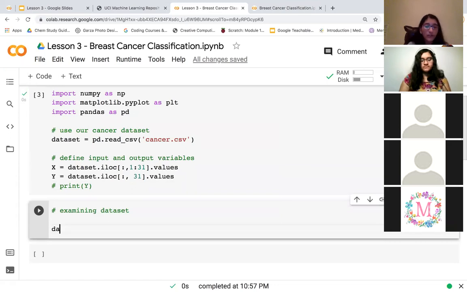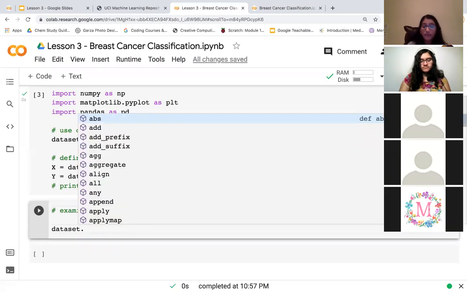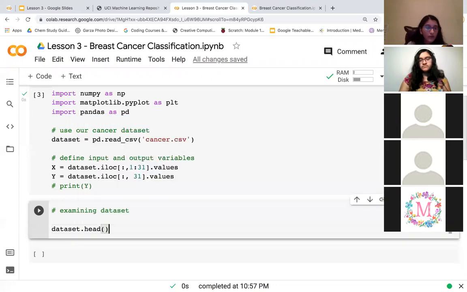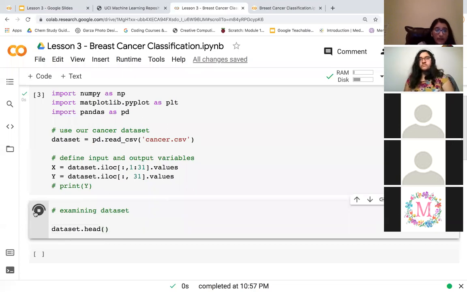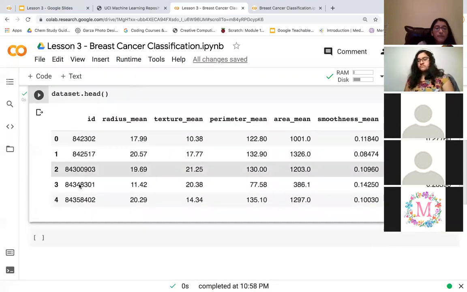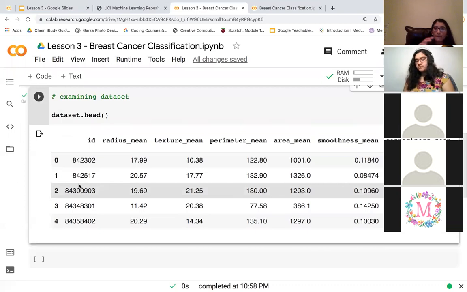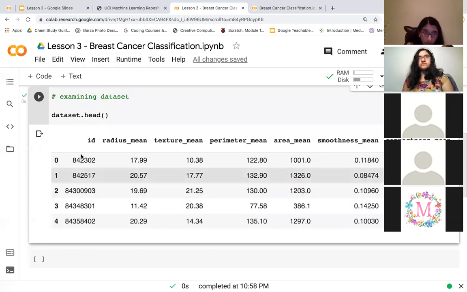Okay, so all I'm going to do, it's a very easy line of code here. All you need to say is dataset.head and then parentheses. That function will show you the very top part of the data set. If I printed out the entire data set, it would be a lot of different lines. But when I just say dataset.head, it shows only the first 5.